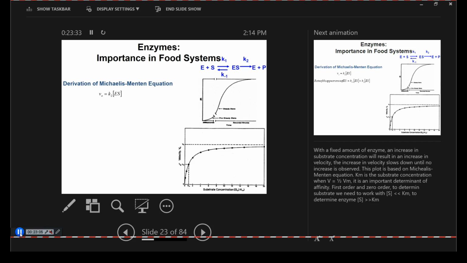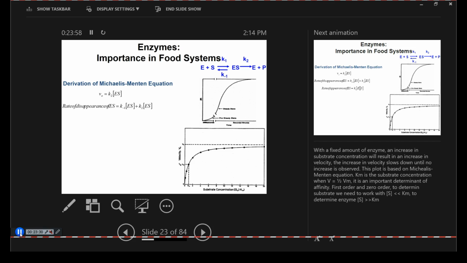Okay, so I'm going to start with the velocity of the reaction for the production of product. So this way, from here to here. So the velocity is equal to K2, which is the rate constant, times the concentration of the enzyme substrate complex. So that is my first equation.